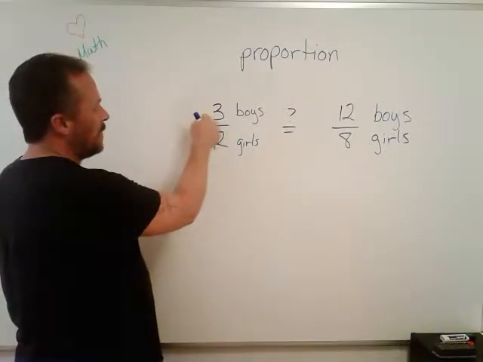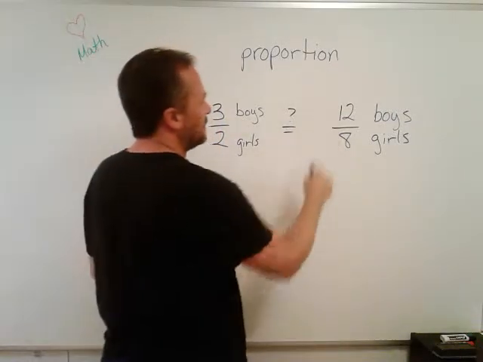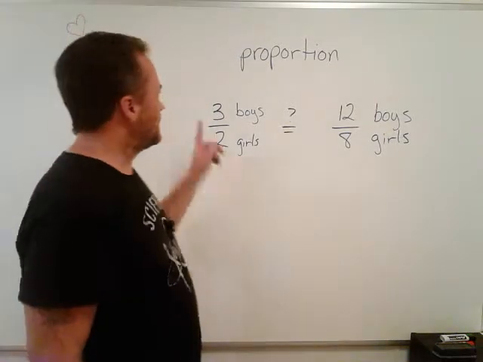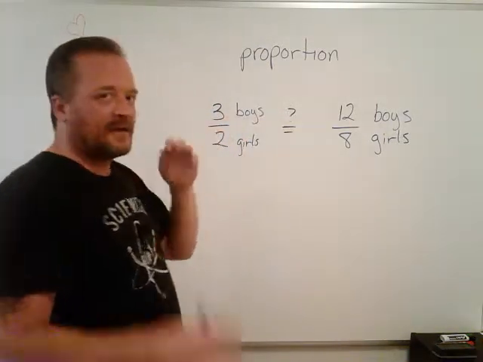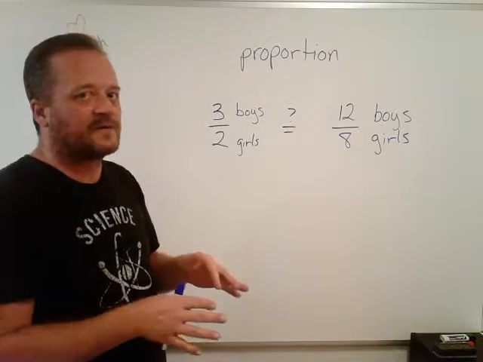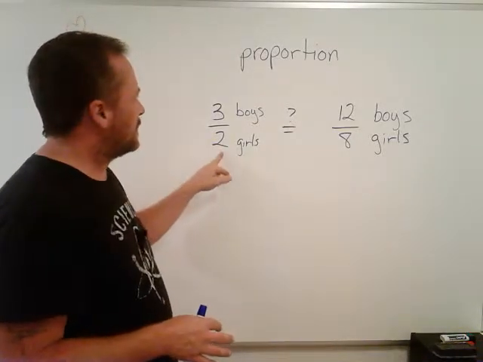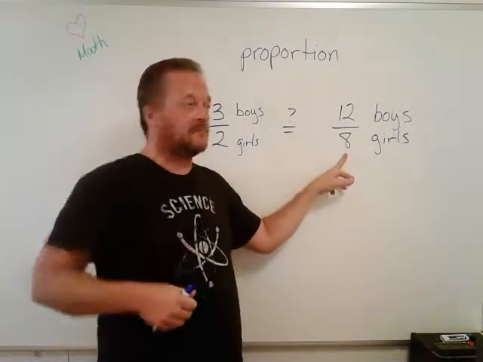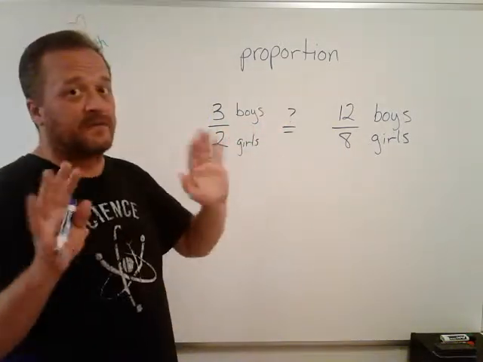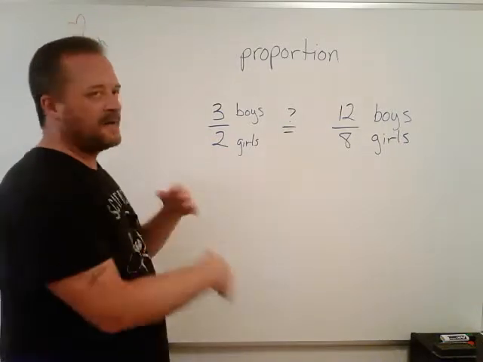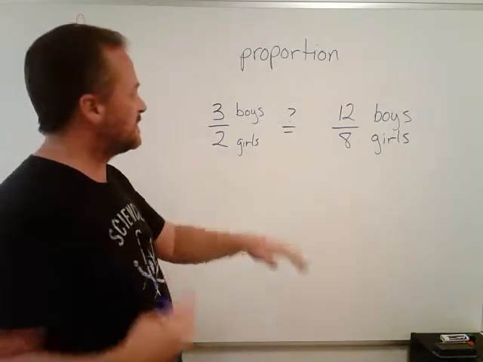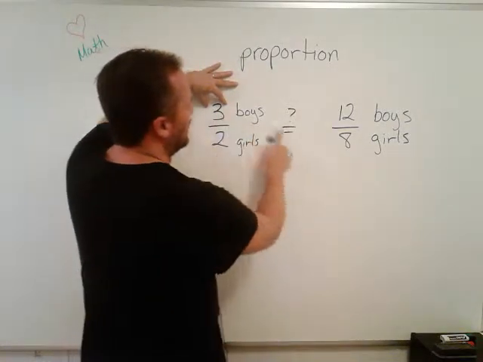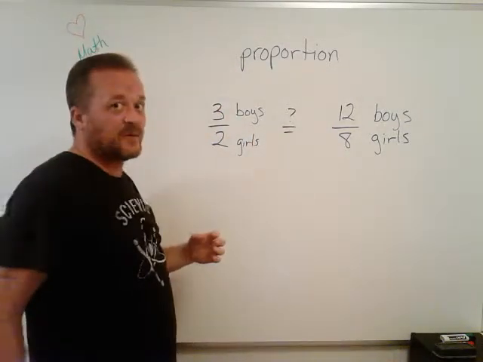One, what do you have to do to 3 to get 12? Multiply by 4, right? So 3 times 4 is 12. So you have to do that to the bottom number as well. 2 times 4 is 8. Good. So far, it looks great. Okay, so let's try the other test. Let's try the cross multiplication test. Let's look at the top here and the bottom here. 3 times 8 is 24.